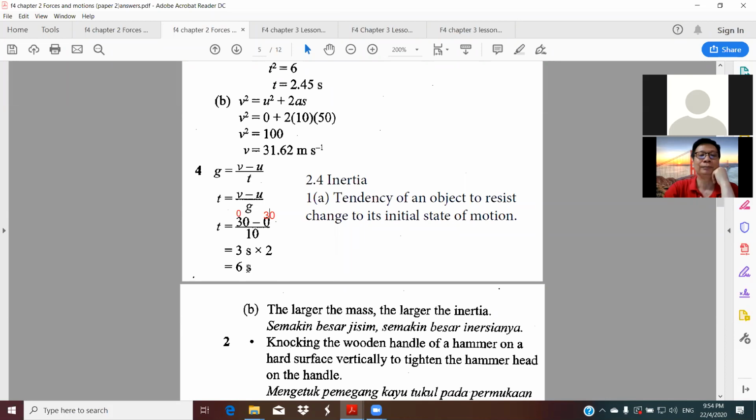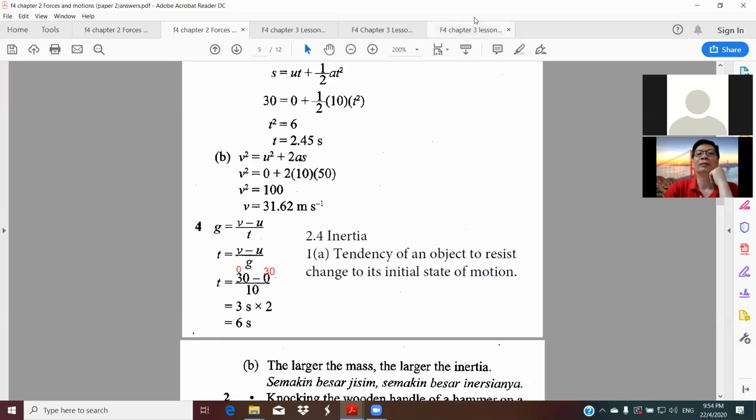Okay, stop a while. I want to do one more part, finish one more part, then we can stop. Okay. Inertia, one more part.